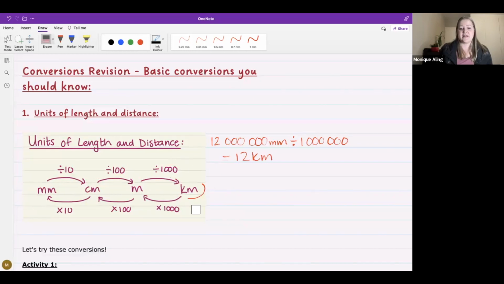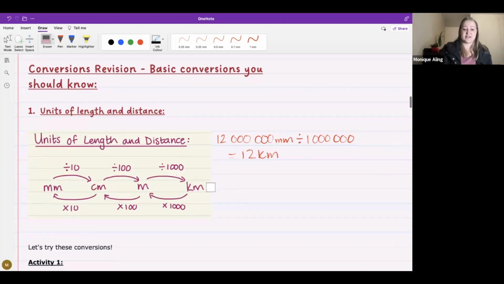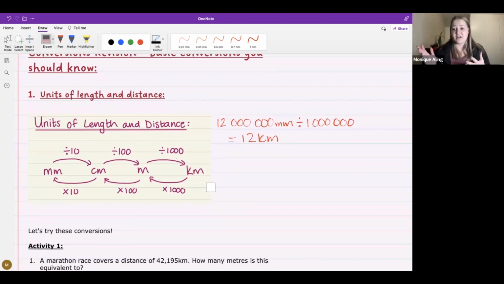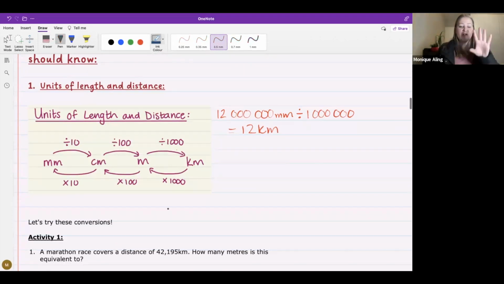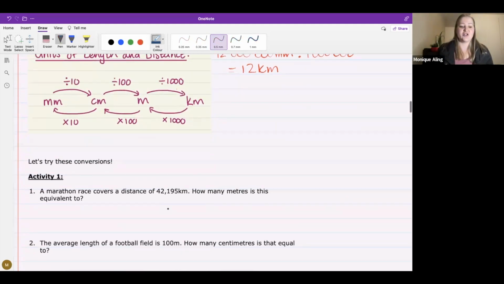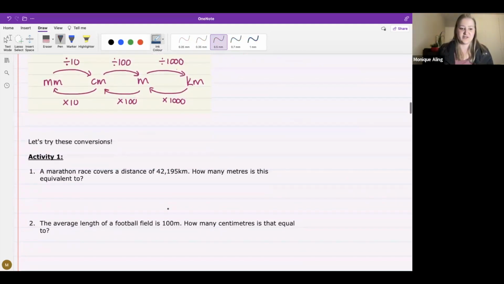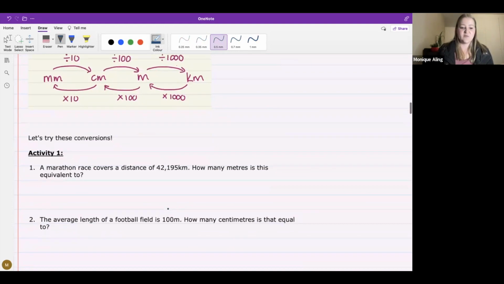So that's just one little example of how to use this diagram. There are various ways you can learn this. This diagram works really nicely for me, and I find it quite popular in my classroom. But if you don't like this diagram, you don't have to learn your conversions this way. Looking at this diagram, please complete activity 1, questions 1 and 2. I'm going to give you a couple of minutes to do those.